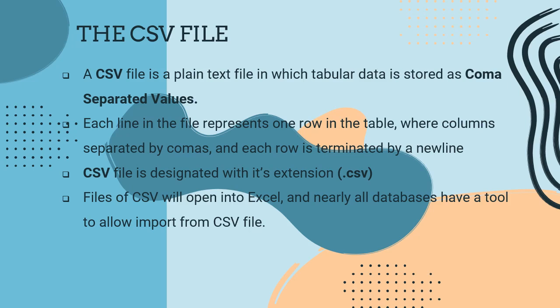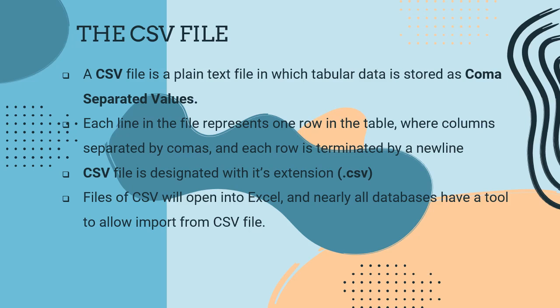A CSV file is a plain text file in which tabular data is stored as comma separated values. Tabular data means tables, so data in the form of tables is stored in comma separated values. In plain text form, this tabular data can be stored in different file systems. A CSV file can be opened in Excel, and databases have a tool to allow importing CSV files. CSV files are mainly tabular data, where data is arranged in the form of tables.